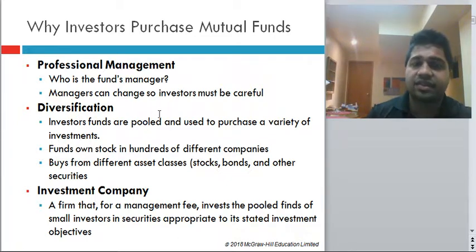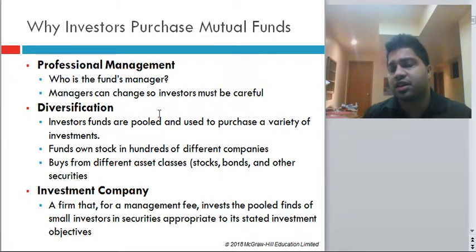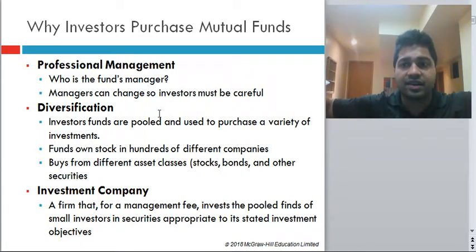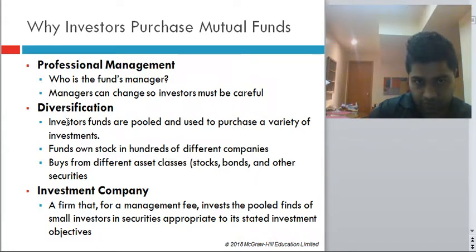Then diversification. As an individual, I have limited money, so I can only buy limited stocks, so I cannot diversify much. But a mutual fund pools money, so it can buy many stocks or many bonds, and it can diversify its holdings. Investor funds are pooled and used to purchase a variety of investments. Funds own stocks in hundreds of different companies, and buy from different asset classes like stocks, bonds, and other securities, so they diversify better. An investment company is a firm that, for a management fee, invests the pooled funds of small investors in securities appropriate to its stated investment objectives.